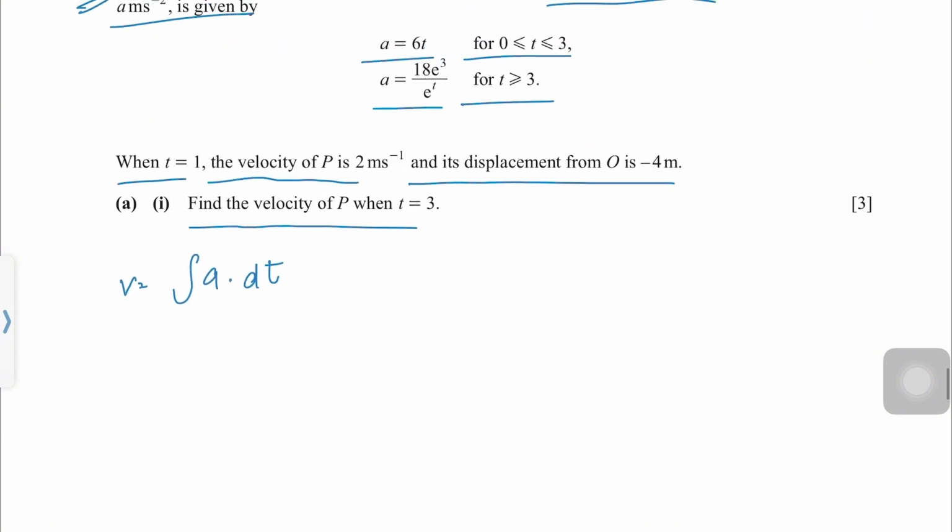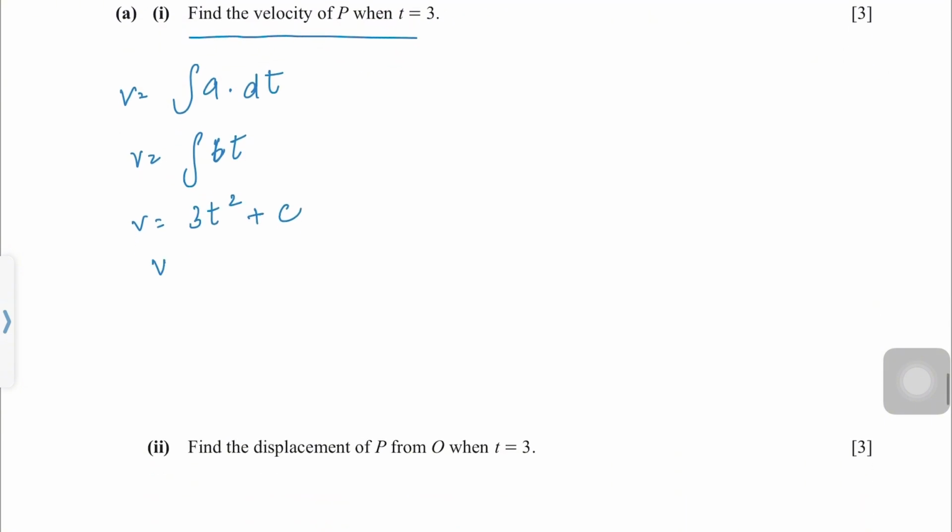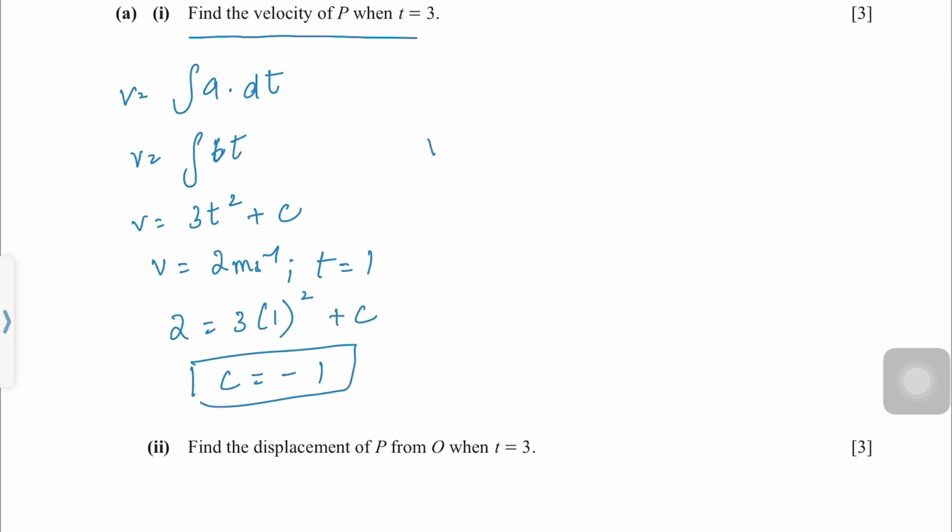So this is given as, for the first 3 seconds, it is given as 60. So velocity integration 60. So this would be given as velocity as 3t square plus c. Now using initial conditions, v as 2 meters per second and t as 1. So this would be 2 equals 3 into 1 whole squared plus c. This would be c is equals to minus 1. So our velocity's equation would be 3t square minus 1.